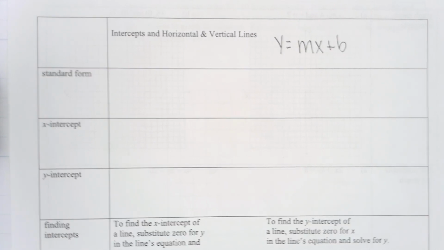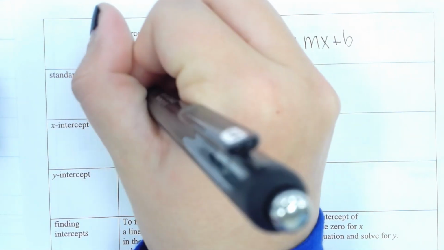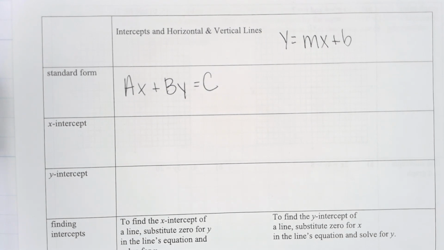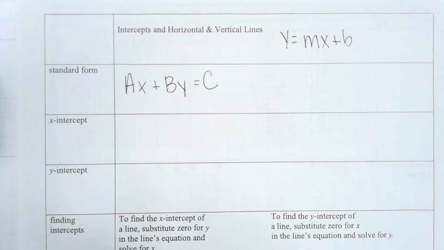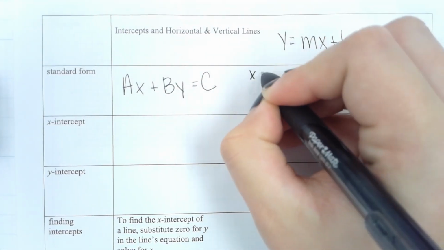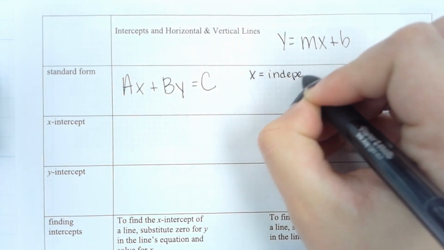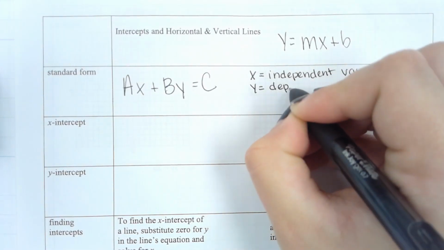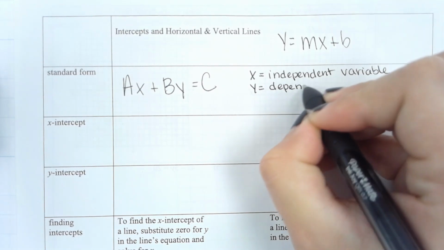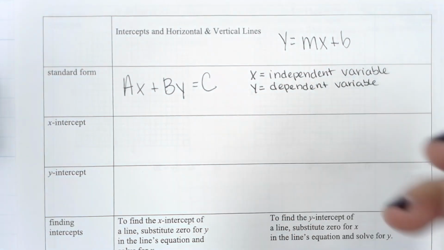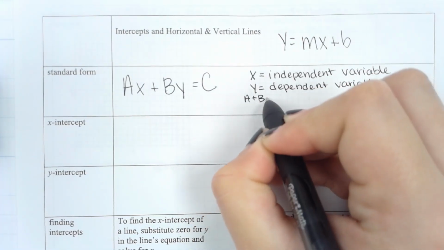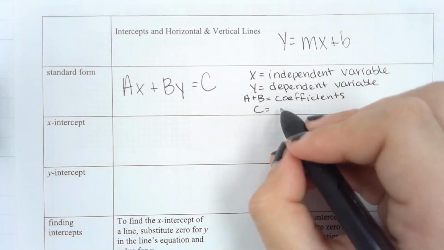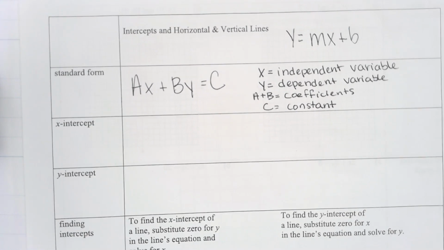So our new standard form equation that you guys will see is capital A x plus capital B y equals C. This is the standard form equation, and x and y are our normal independent and dependent variables. So x is our independent variable. Y is our dependent variable, so those are the same as in y equals mx plus b. And then our capital A and capital B just represent our coefficients. Remember, coefficients are numbers attached to variables, and capital C, since it's over here by itself, is our constant. So A, B, and C will just be numbers, okay?